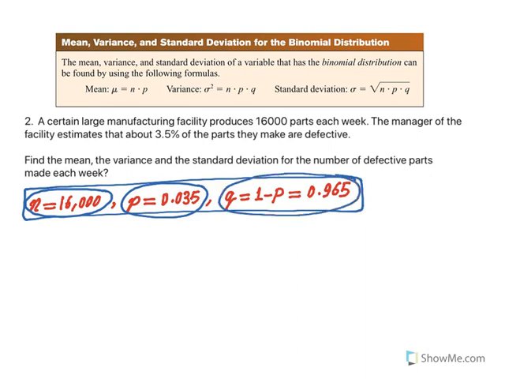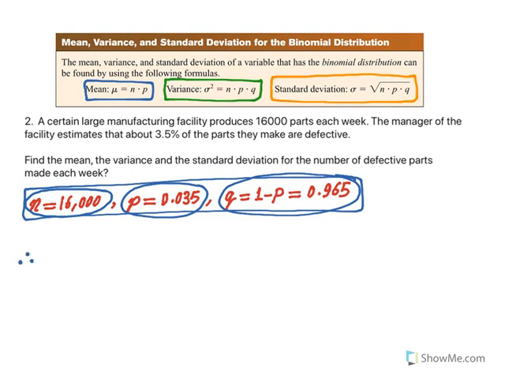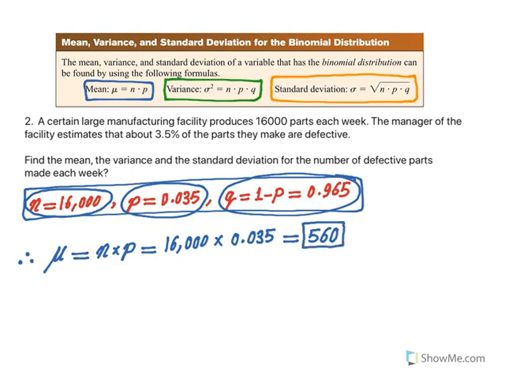Let's solve the question. We will do it again in colors. Let's make the mean in blue, the variance in green, and the standard deviation in orange. So once you have the n, the p, and the q, you can find the mean, or the expected value, which is equal to n times p, which is 16,000 times 0.035, and if you compute it on your calculator, you should get exactly 560. That should be the mean for this question.